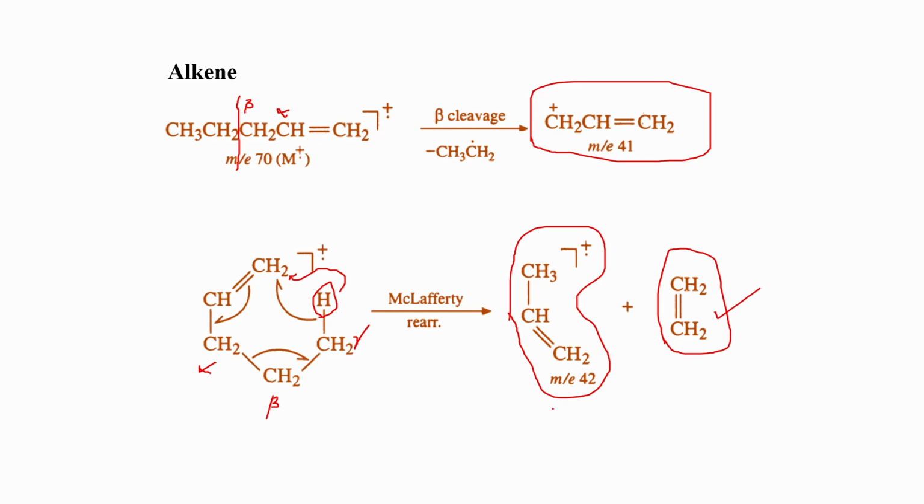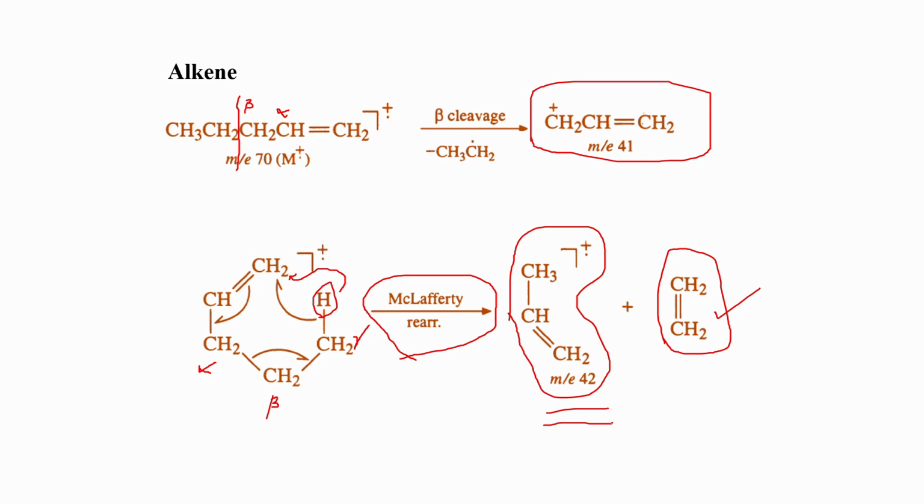Here, gamma hydrogen abstraction followed by the cleavage of the beta bond forms a neutral molecule, ethene, and a radical cation. This rearrangement is usually referred to as McLafferty rearrangement, and this radical cation is referred to as the McLafferty rearrangement ion, MR ion, in this case with m/e 42. It is one of the important, highly intense peaks obtained from alkenes. That is one of the prominent peaks obtained in the fragmentation of alkenes.